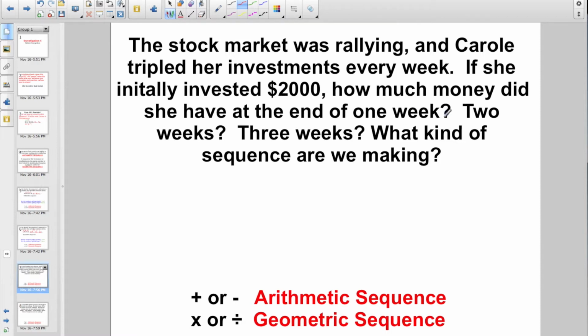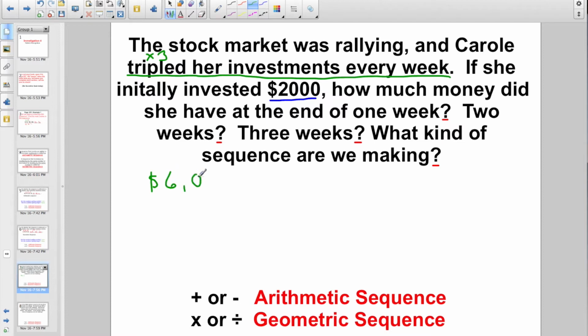So first thing I want to point out, because sometimes our math skills are better than our reading skills, we have 4 question marks here. So that means we're going to need 4 answers. She started off with $2,000 and we know she tripled her investment every week. What am I doing if I triple it? I think I am multiplying it by 3 if I triple something, right? So let's see, 2,000 times 3, hopefully we can do this in our head. That's going to give us $6,000 that she made in the first week.